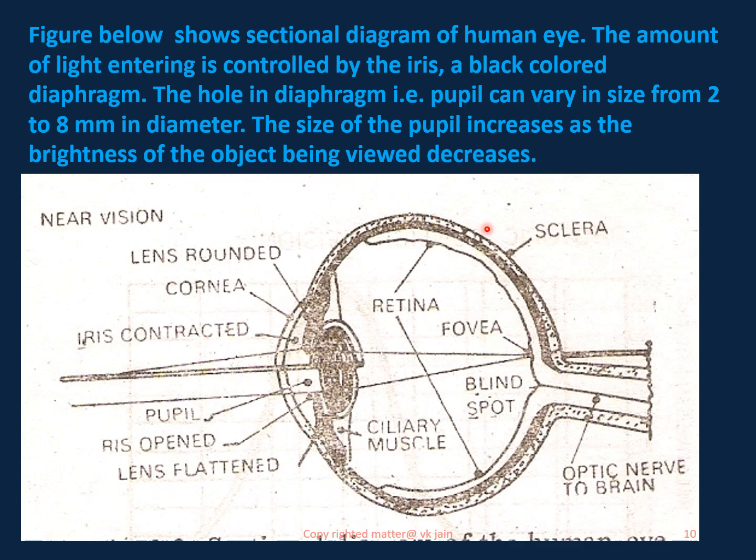Friends, the figure here shows the cross-sectional detail of the human eye, and you can understand there is a cornea, the white looking item, and at the back there is the retina, and there are so many muscles known for lighting function, and this eye senses the light and conveys it to the brain through the optic nerve.